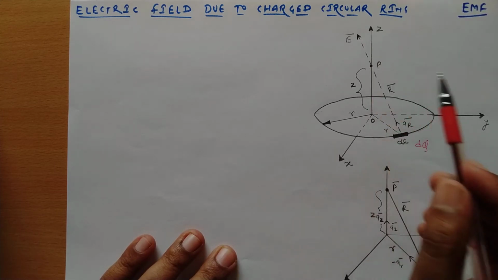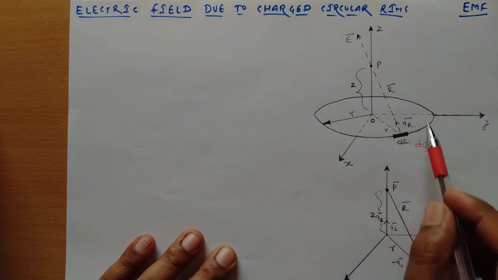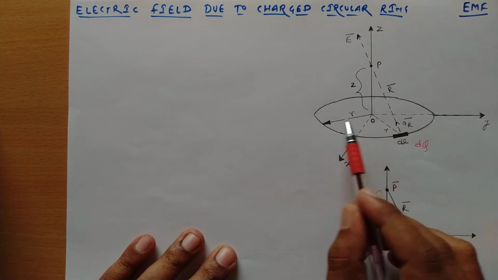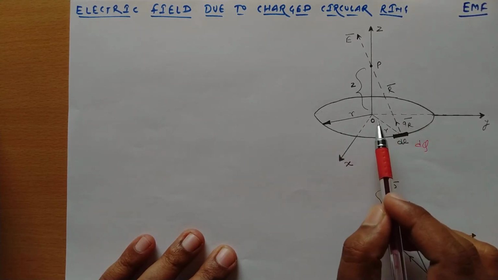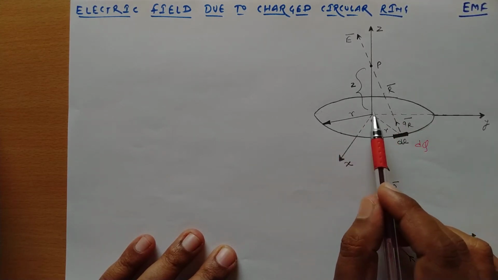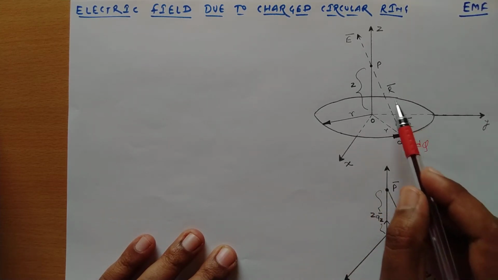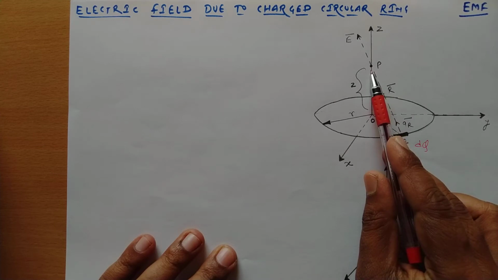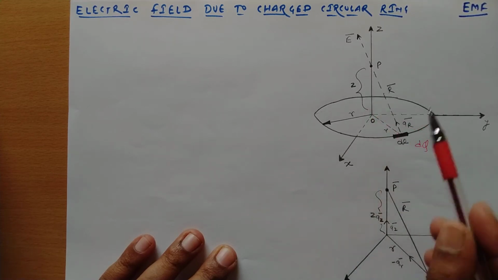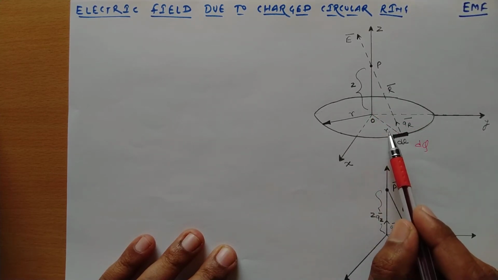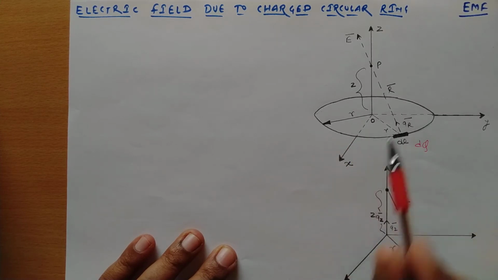Also we can say this circular ring is placed on the xy plane and its radius is r, and its center is nothing but the origin of the Cartesian coordinate system. And this r is the distance of this point P, where the electric field intensity has to be found, from the differential length dl.